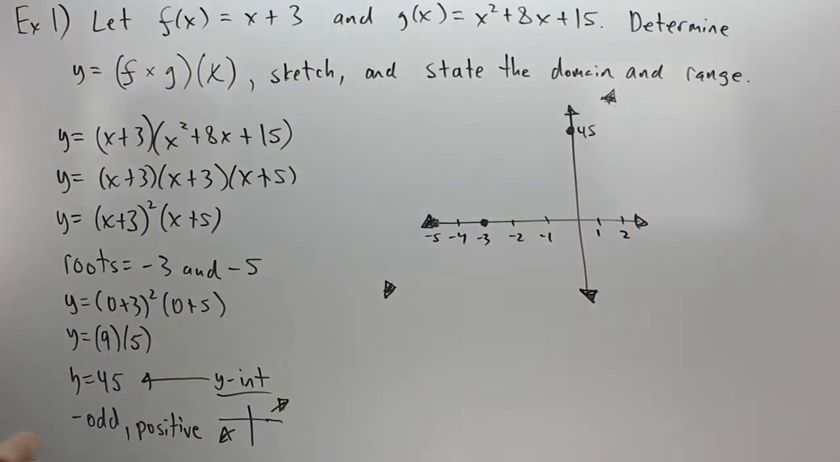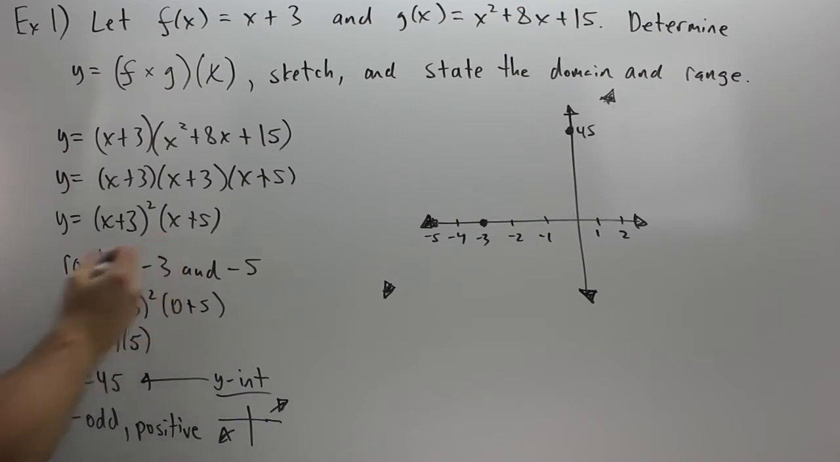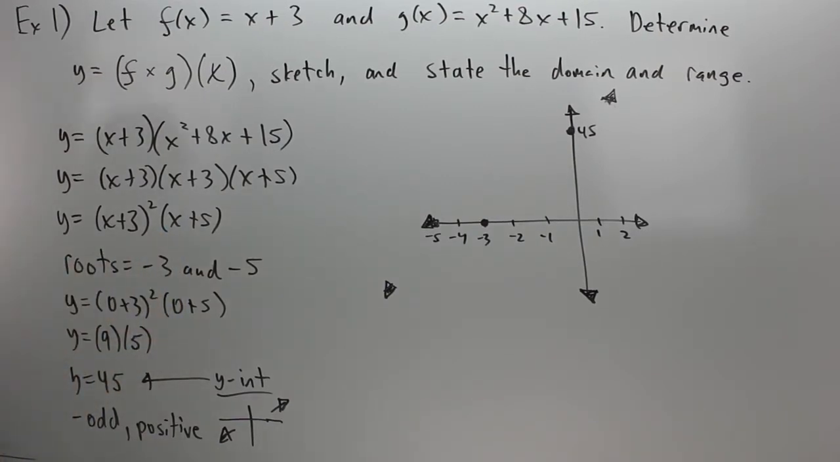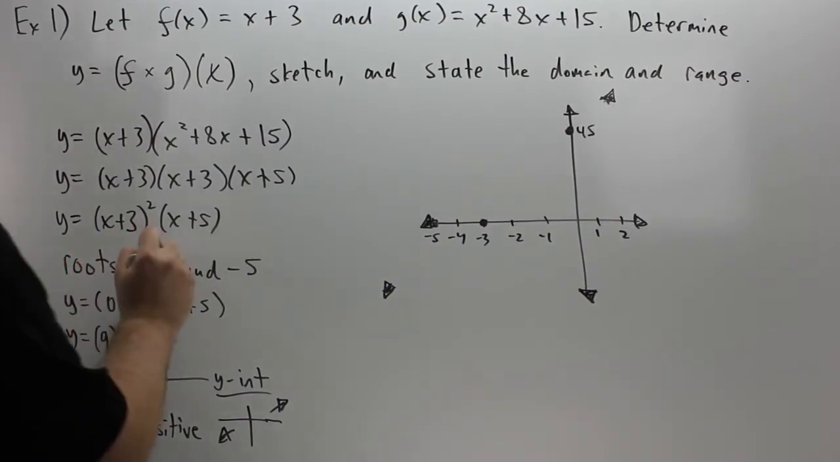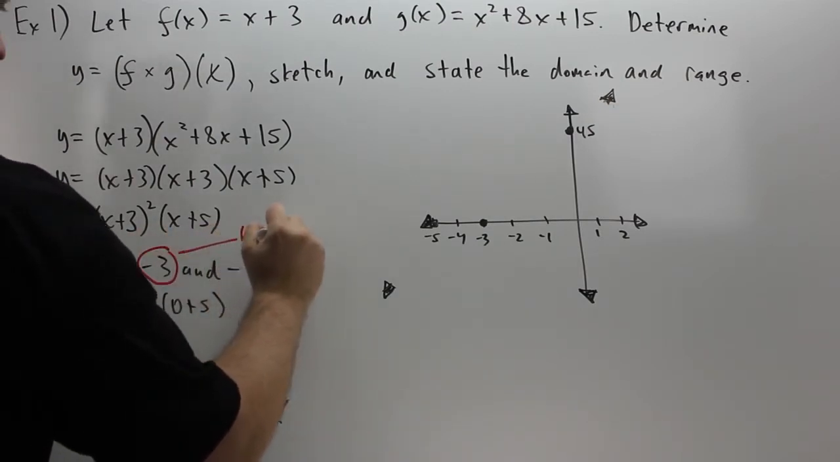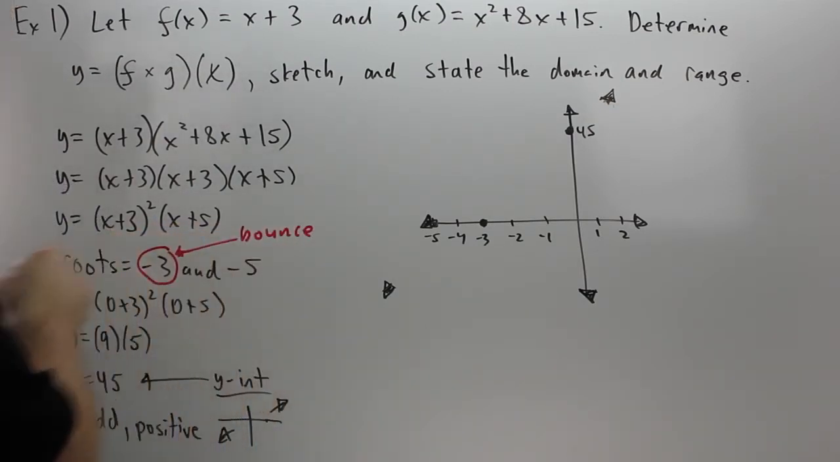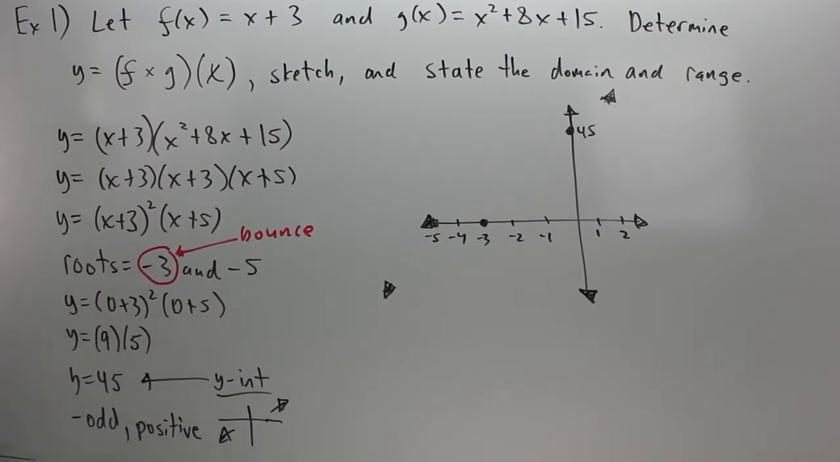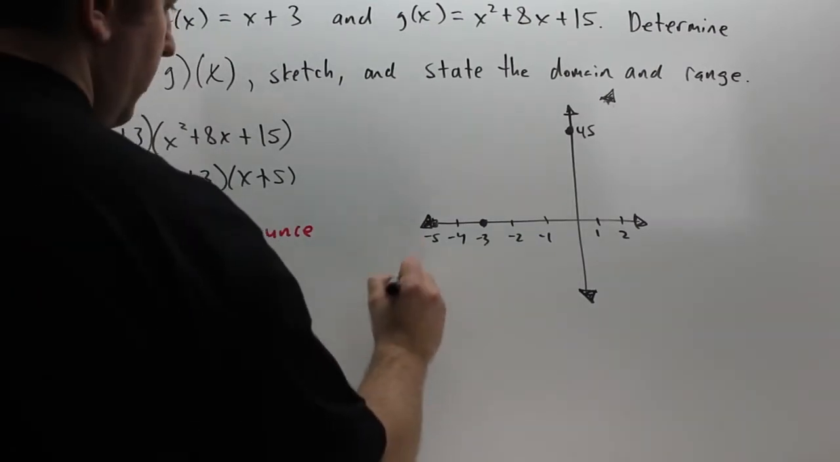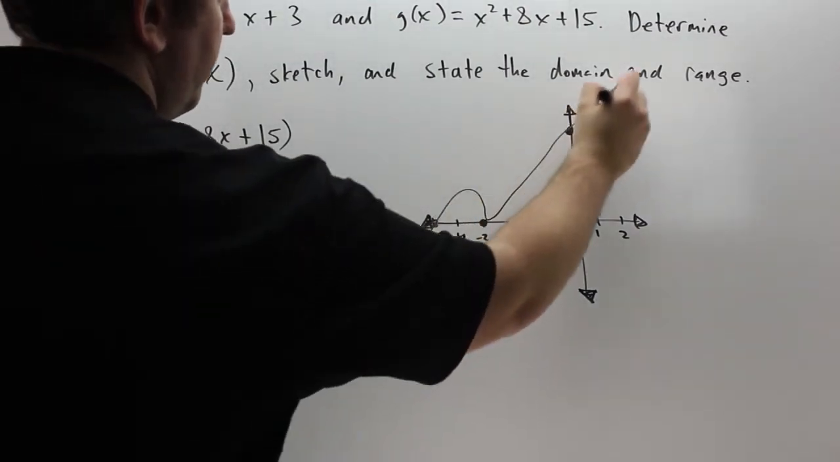And remember here that we're going to bounce at negative 3, or then a different color marker here, because it's squared. So if you're struggling with doing this, I highly recommend going back and watching the videos from section 2.2 because you're going to have to know how to do this for the final exam. And we're right before the final exam, so it's a good chance to review this. So we're going to bounce and then we're going to go up like that.